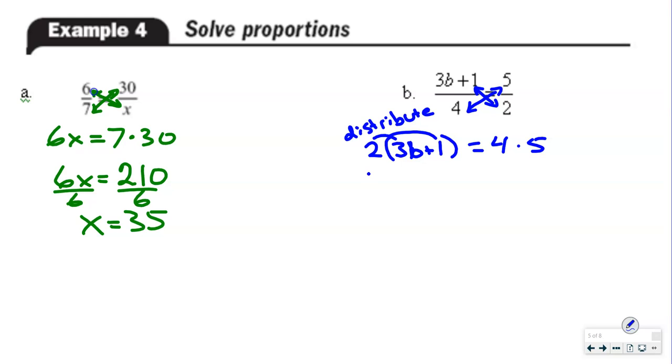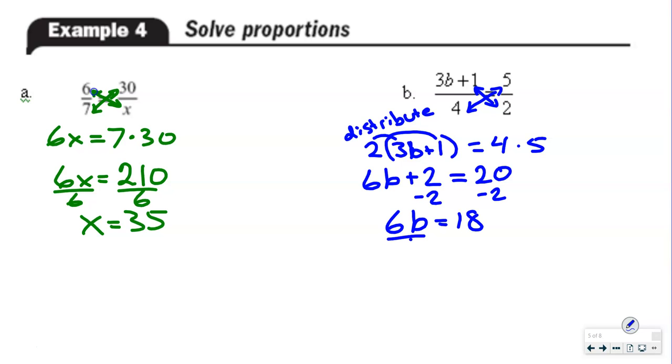So don't forget to distribute. 2 times 3b gives me 6b, plus 2 times 1 is just 2. So 6b plus 2, 4 times 5 is 20. Then I need to solve for b. So subtract 2 on both sides. I have 6b equals 18, divide by 6. And b equals 3. So cross multiply and solve for the variable.